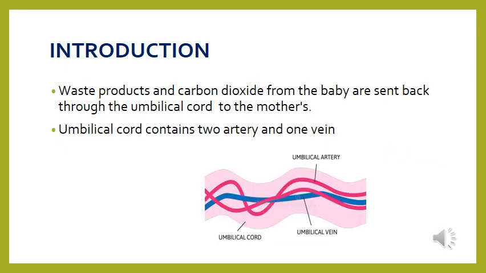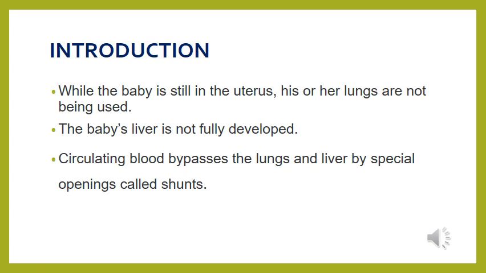Waste products and carbon dioxide from the baby are returned through the umbilical cord to the mother's circulation. The umbilical cord contains two umbilical arteries and one vein. While the baby is still in the uterus, the lungs are not being used. The baby's liver is not fully developed, so the circulating blood bypasses the lungs and liver by special openings called shunts.